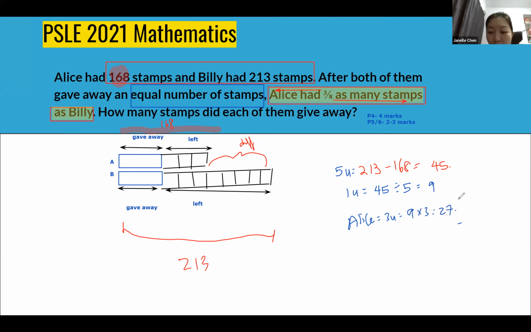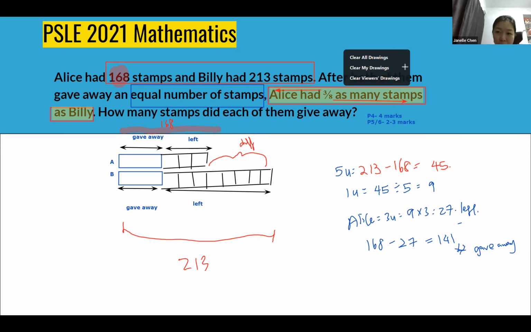And to find the giveaway, the at first was 168, right? We minus away what she has left here. So if I minus this, I get 141. This is what Alice gave away. Both of them give away the same, so this is the answer. Or rather, this is the giveaway. Yeah, so I hope everyone understands this question. This one is pretty easy, right? Because I see a lot of P5 and P6 being able to give the answer. But for P4, this is still quite new.